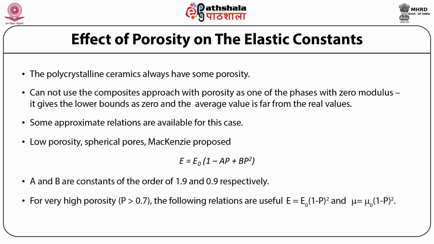For very high porosity, that is P greater than 0.7, the following relations are found to be useful. E equal to E naught times 1 minus P the whole square and mu equal to mu naught times 1 minus P the whole square, where mu and mu naught are the shear modulus of the porous and dense material respectively. For intermediate porosities, the relations proposed are not very accurate.